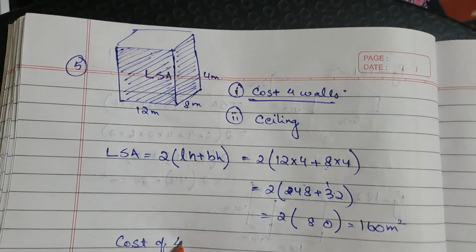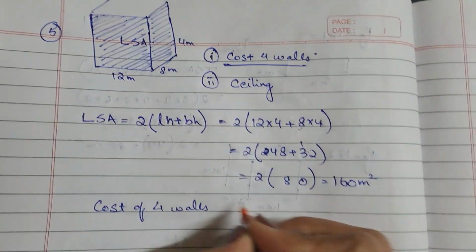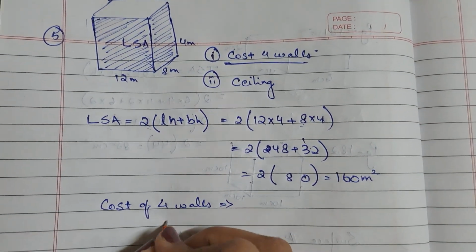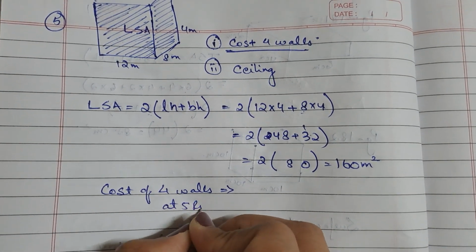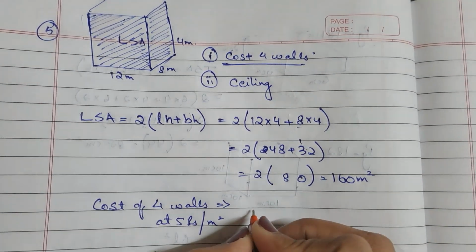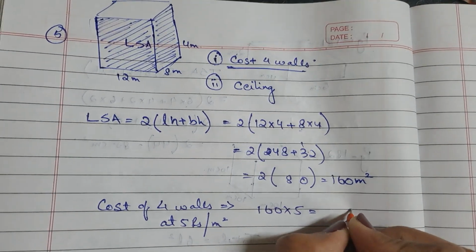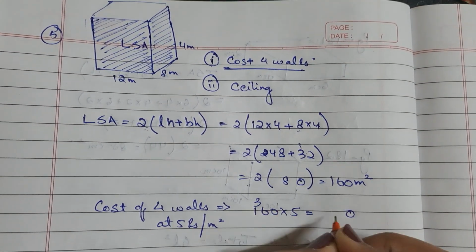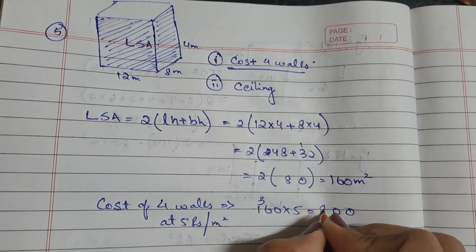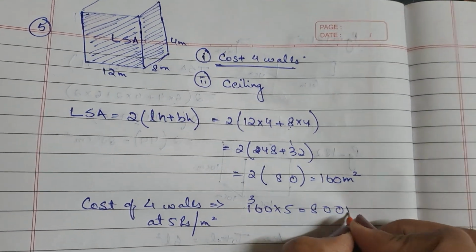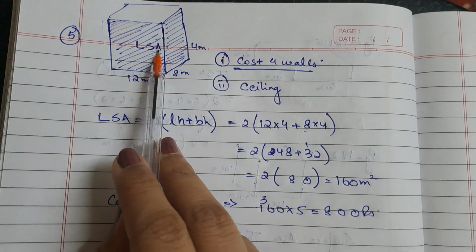Now we'll find the cost of it. Cost of 4 walls painting is at a rate of 5 rupees per meter square, so it will be 160 times of 5. 5 6s are 30, 5 ones are 5 and 3, so it is going to be 800 rupees will be the cost of whitewashing only the walls.